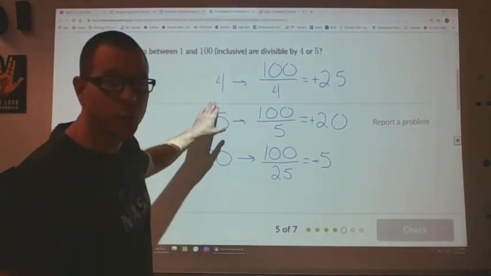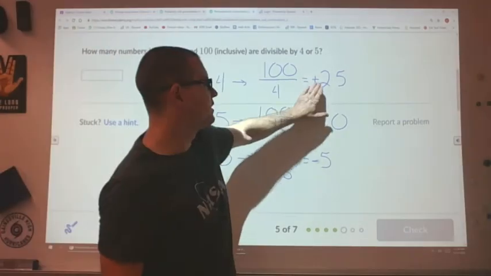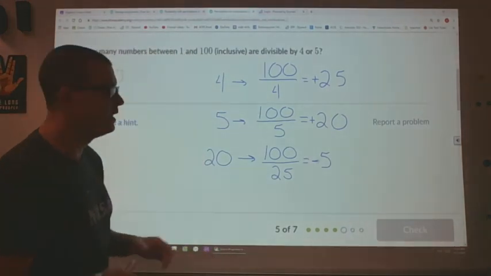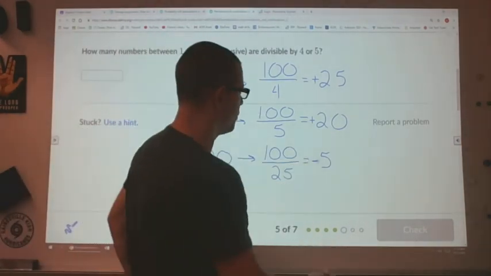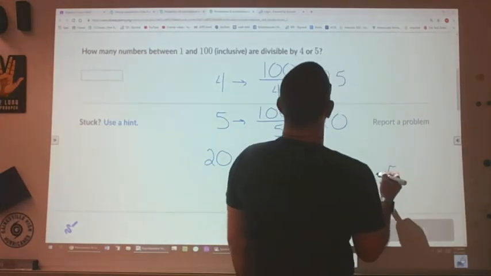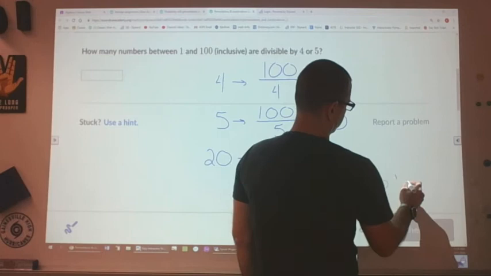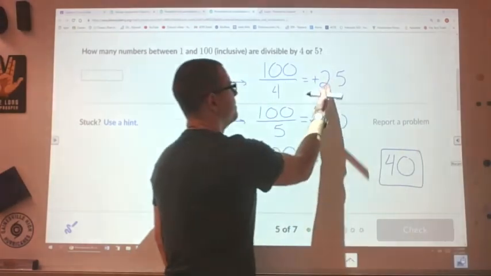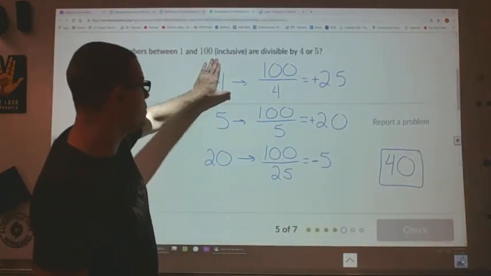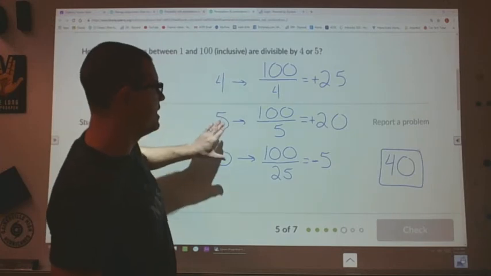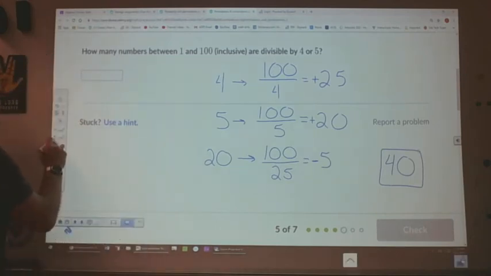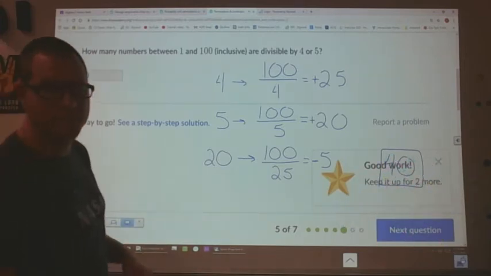So I'm going to be counting them twice if I just add the 25 and the 20. So I need to figure out how many of those overlapping values there are, and that's where this 5 is. I'm going to subtract that for a total of 40, not 50. Combining those two, the numbers that are divisible by 4, the numbers that are divisible by 5, and taking away the doubles or the overlap leaves 40 numbers total. Great.